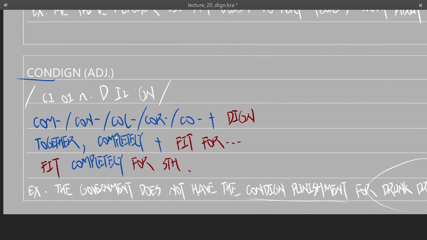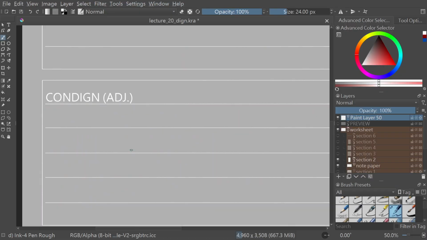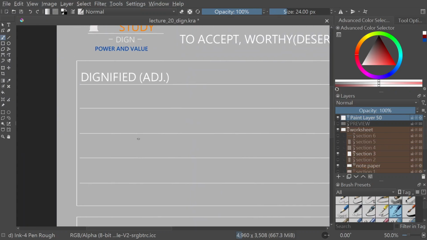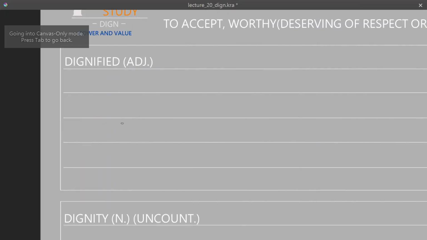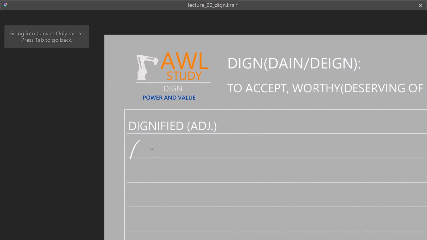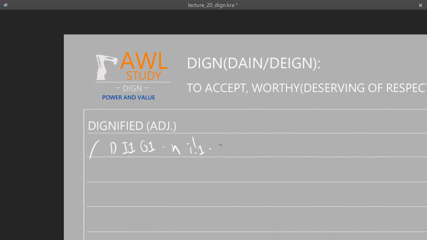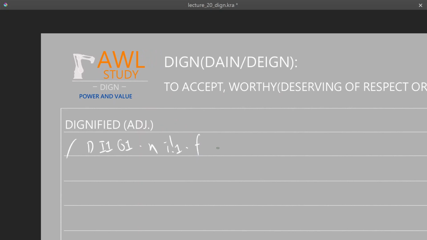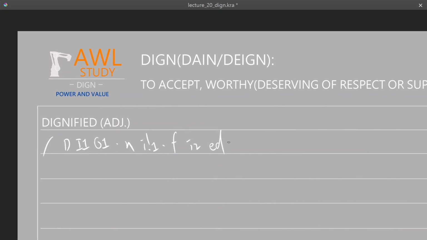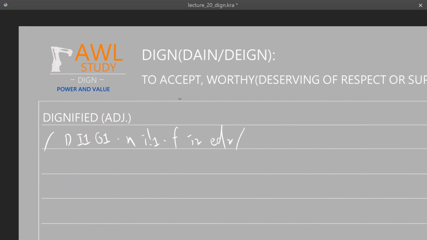Alright. Next we have dignified. Dignified. The second sound of the letter I, and the T is a flap sound. So dignified.